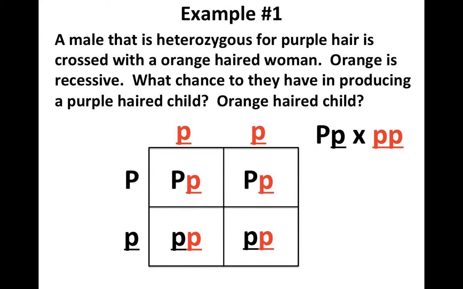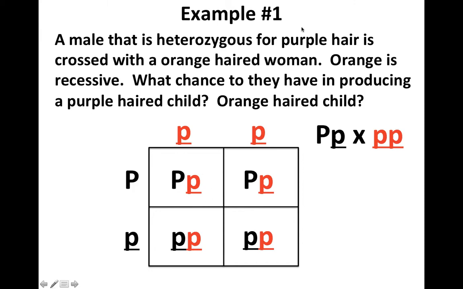All right. So that we're good, okay? And oftentimes students do this part and then they stop, all right? But you have to answer the question. So the question here is, what chance do they have in producing a purple-haired child, okay? So we got to look through all this, all right? What color hair do we have here, okay?